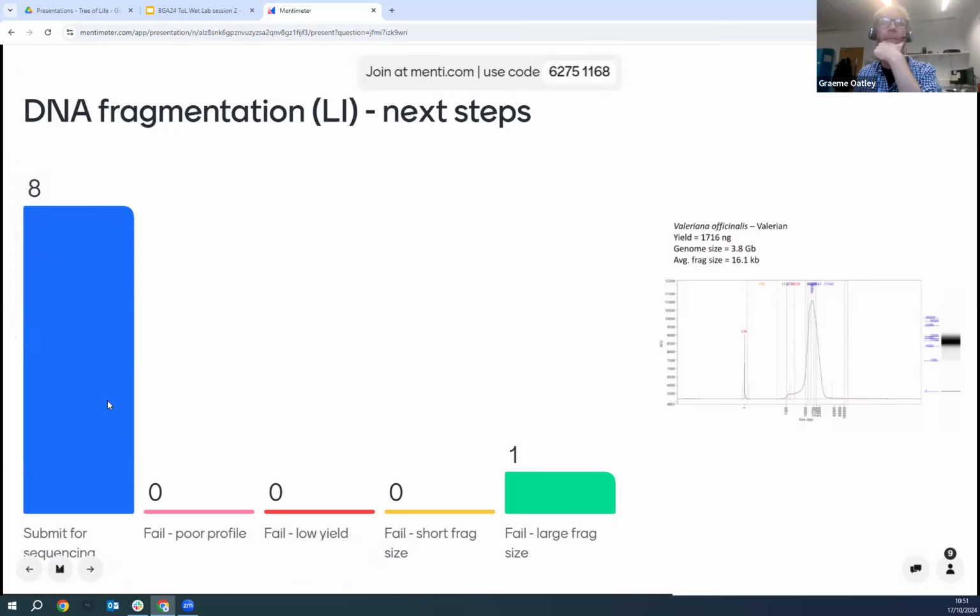So, yeah, great looking profile. Our average fragment size is sitting at, I think, 14,000 bp, so within that range of 12 to 20 kb for sequencing. So yeah, definitely would submit this for sequencing. Someone's gone for large fragment size here. No, for LI our fragment size range is between 12 and 20 kb, so that falls nicely within that window for us.